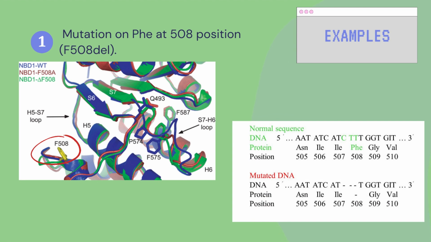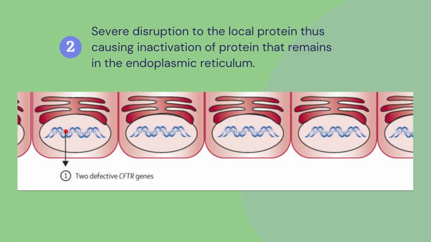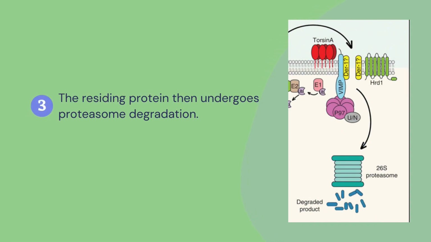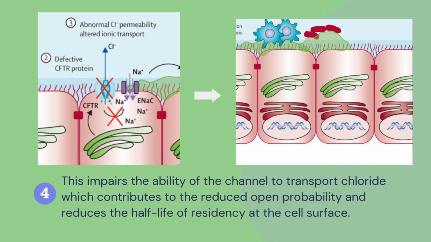Mutation of Phe at the 508 position. The mutation causes severe disruption to the local protein, thus causing inactivation of the protein that remains in the endoplasmic reticulum. The residing protein then undergoes proteasome degradation. This impairs the ability of the channel to transport chloride, which contributes to the reduced open probability and reduces the half-life of residency at the cell surface.